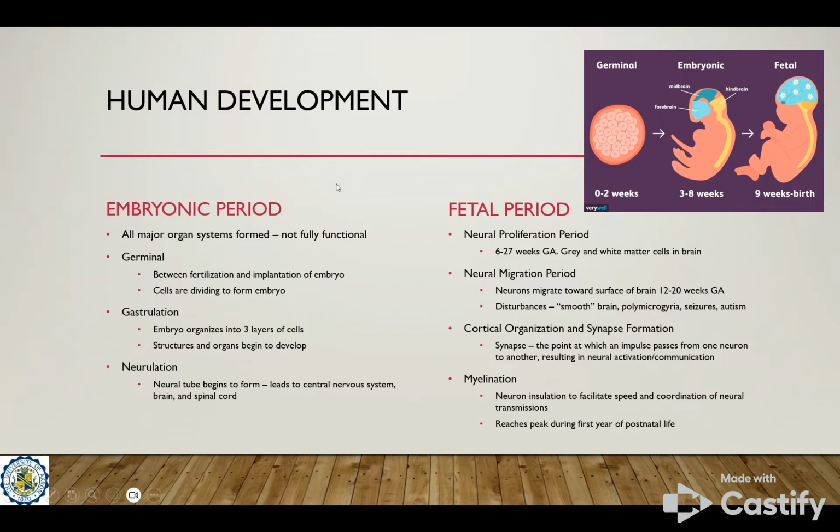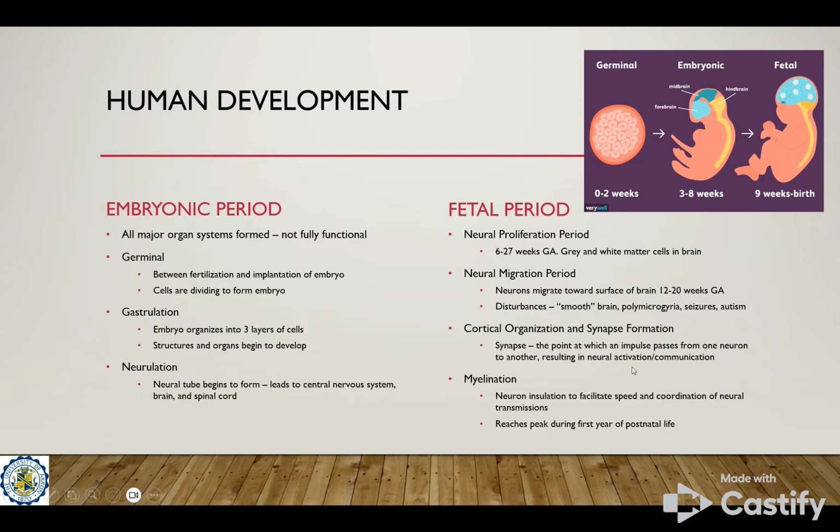So like in this image, they start to migrate towards the surface between 12 to 20 weeks gestation. And sometimes if there's a disturbance in this period, it can cause what's known as smooth brain. So instead of your brain having all the wrinkles it needs, it is smooth. And some other types of disturbances can be caused from this time period, such as seizures. And there are possible links to autism. Then the cortical organization and synapse formation.